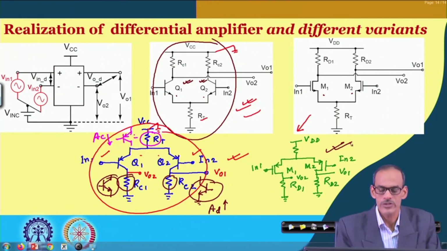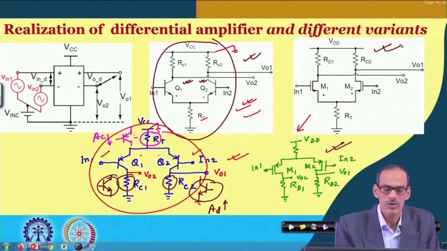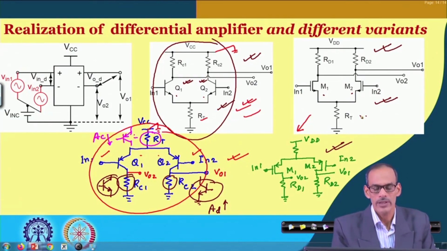So, at least we understand that these two are not the only realizations of a differential amplifier. There are many possible variants, but their basic structure can be understood by considering this simple structure, and in our subsequent discussion we will be talking about these two circuits only. Okay. So, let me take a short break and then we will come back.